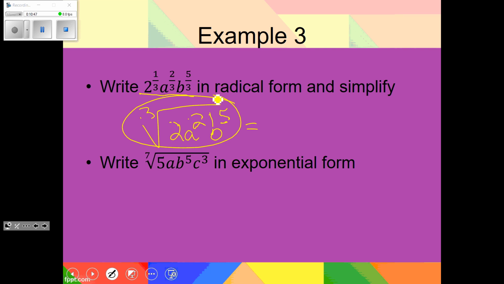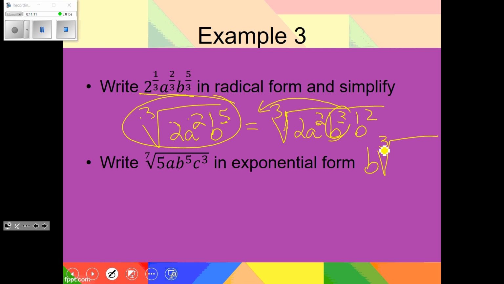Okay? So the cube root of 2a squared, and then Rhea, what does my b to the fifth break down into? B to the third and b to the second. And then I can take out a b to the third. So what's my final answer? B times the cube root, 2a squared, b squared.